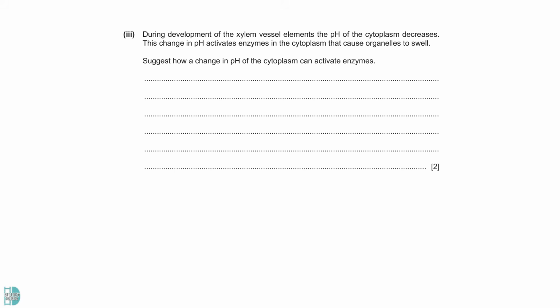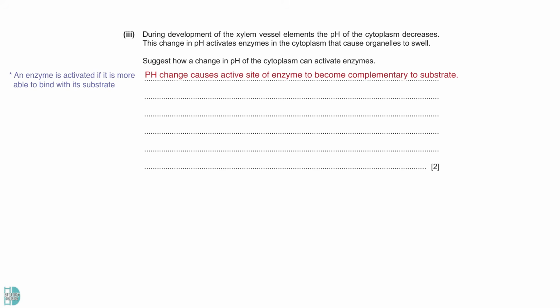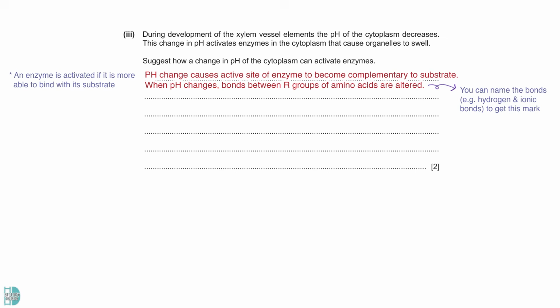To activate an enzyme, we want it to be more able to bind with its substrate, so it can catalyze the reaction. The pH change may cause the active site to become more complementary to the substrate. It is because pH change can affect the R group interactions between the amino acids, for example, hydrogen and ionic bonds. This slightly alters the shape of the enzyme, hence its active site.